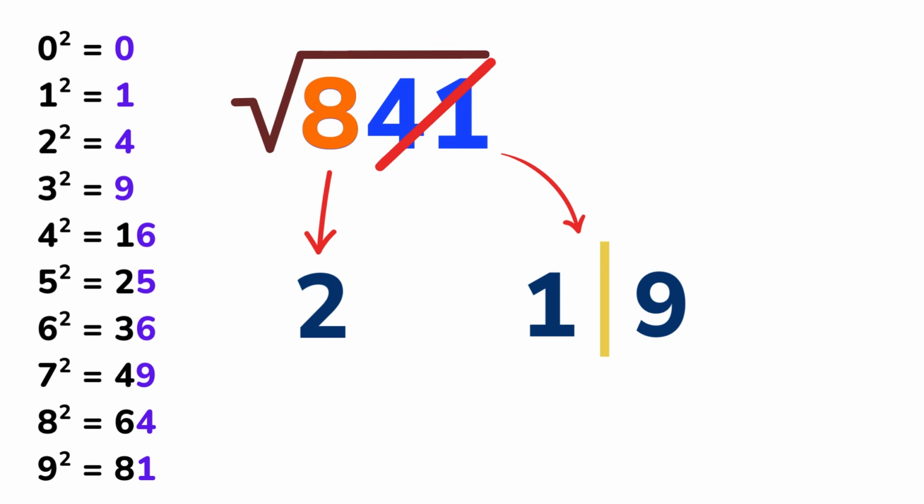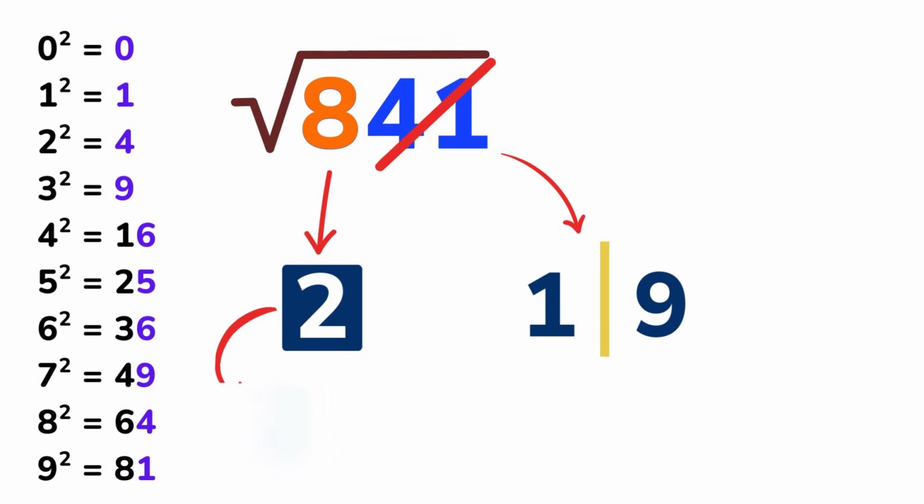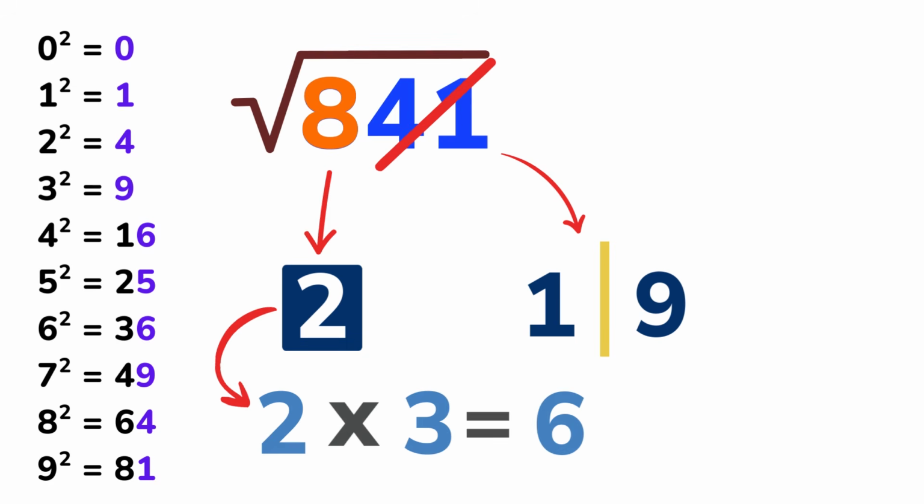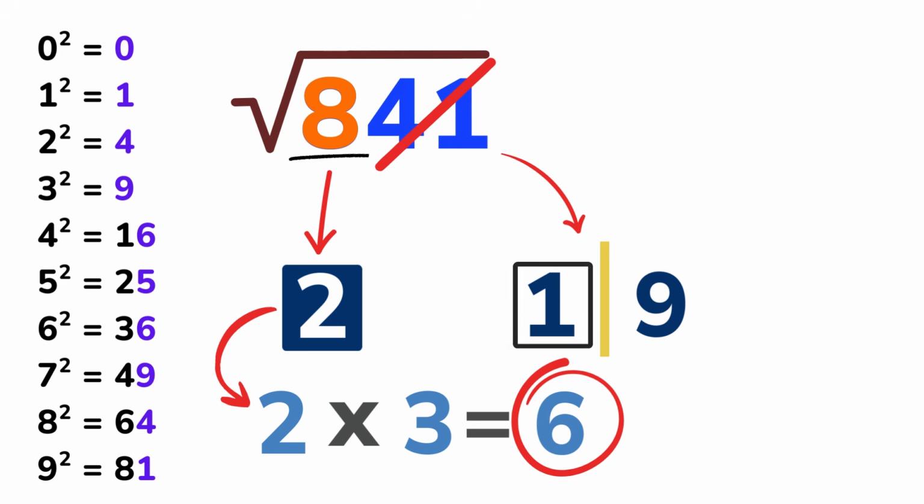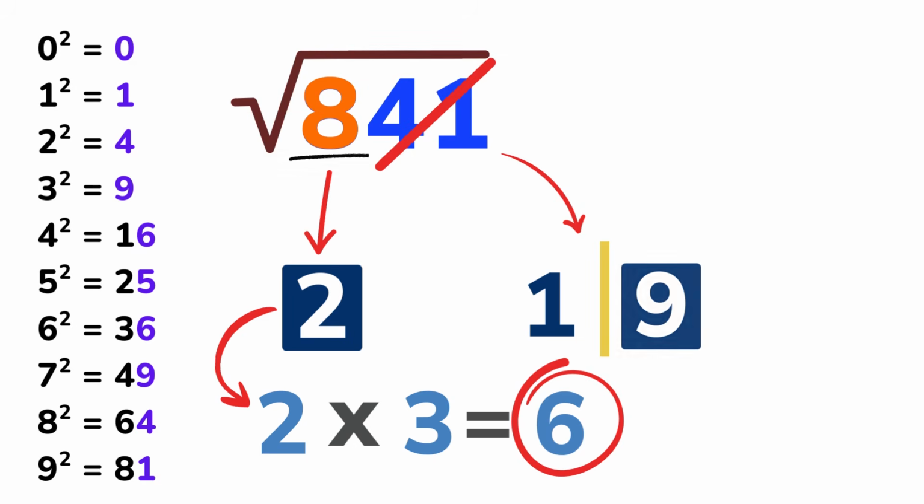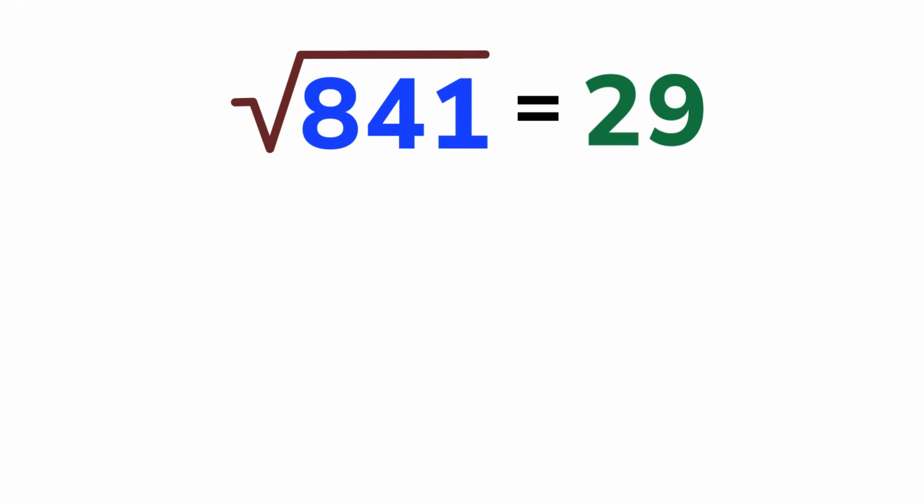To find the correct one, take this 2 and multiply it by the next number. That is 3. So 2 times 3 is equal to 6. Now compare this 6 with the leftover number, 8. If it is less than 6, we select the smaller number, which will be 1, and if it is greater than 6, then we select the bigger number, or this 9. In this case, 8 is greater than 6. Hence we select 9. Therefore, our final answer is 29.